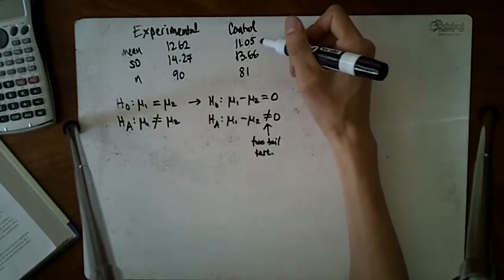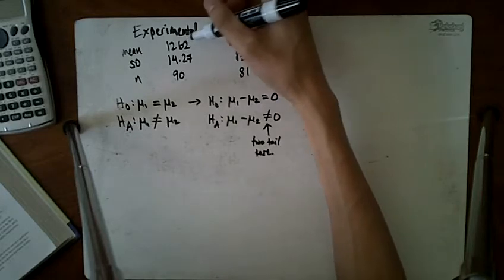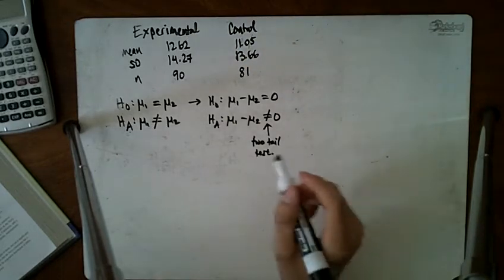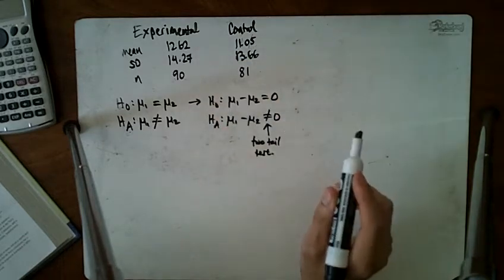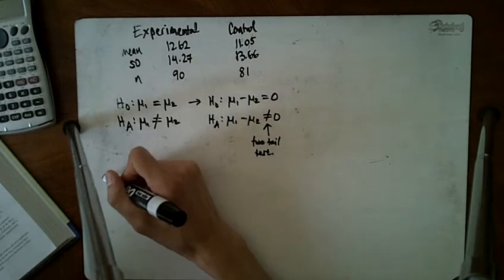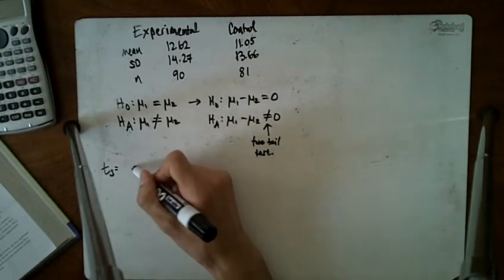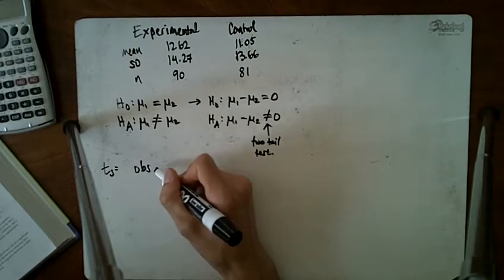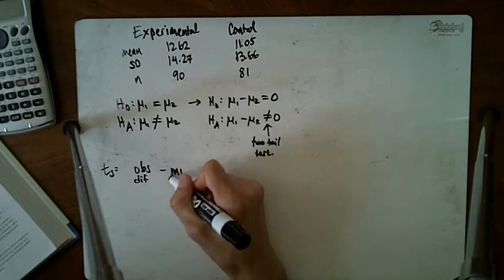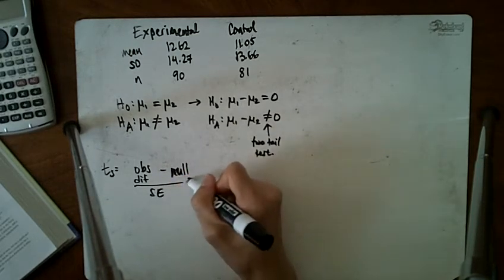So what we observe is the experimental group is 12.62 and the control group is 11.05. So is there a difference? Sure, these two numbers aren't the same, but is the difference between them significant or not? So our test statistic is always what we observed, in this case the observed difference, minus what's specified in the null hypothesis, divided by our standard error.